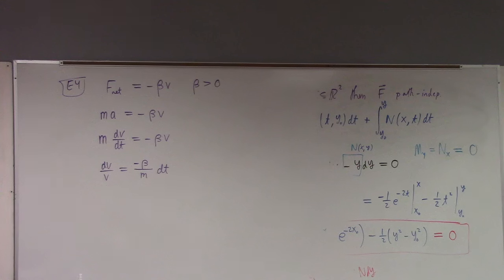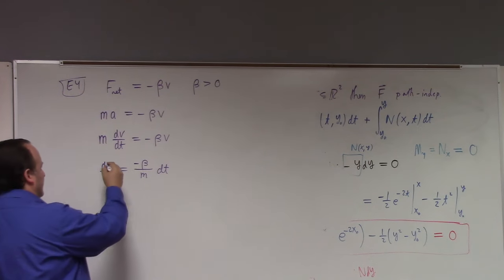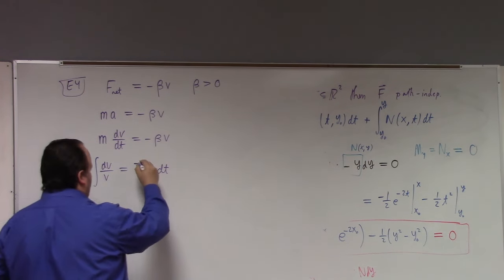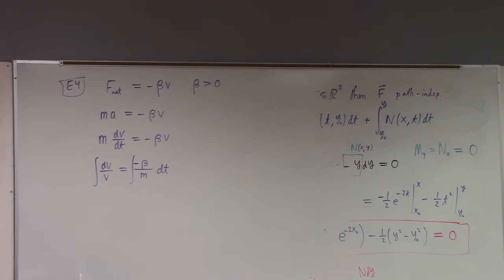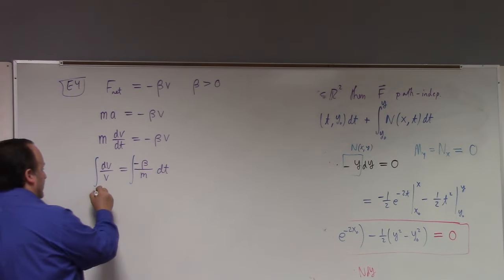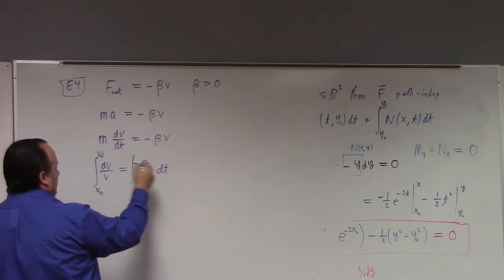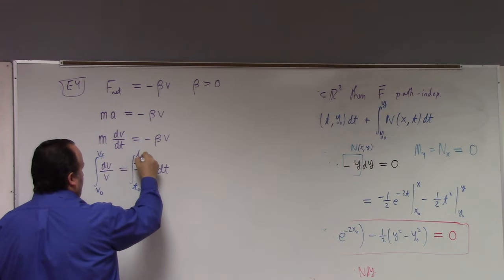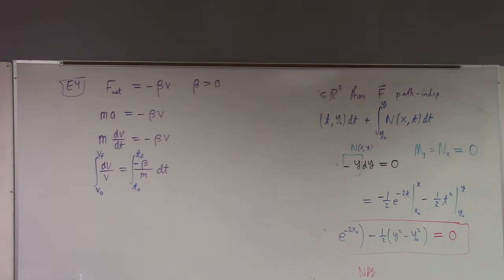Now, here's a trick. When we're solving physical problems, we usually want to write the formula in terms of initial conditions. An easy way to weave initial conditions into your solution is to integrate with matching bounds. Every time we do separation of variables, we're really applying the u-substitution theorem from calculus, which changes your integral from one coordinate to another. When you do that, you have to change bounds. Here, that means integrating from the initial velocity to the final velocity, and likewise from the initial time to the final time. Matching bounds automatically weaves the initial conditions into your solution.